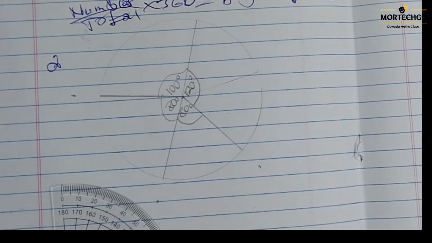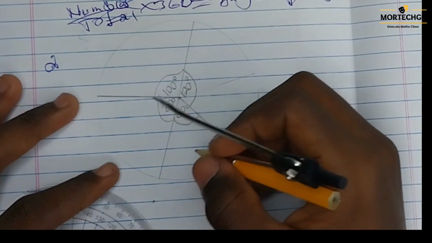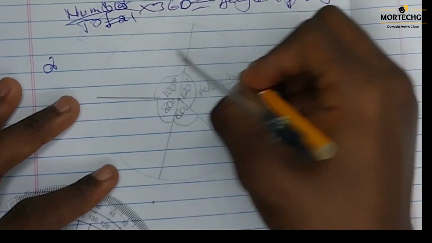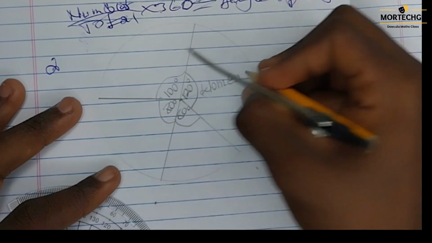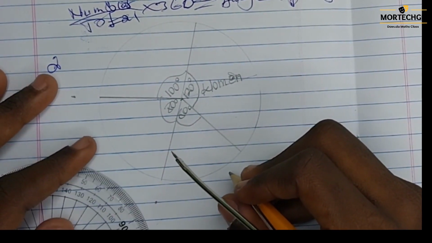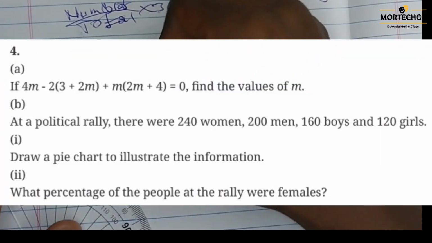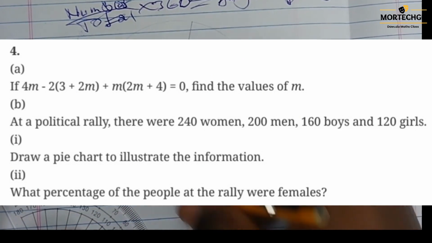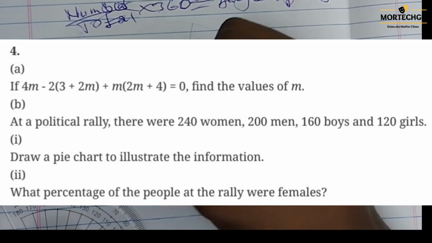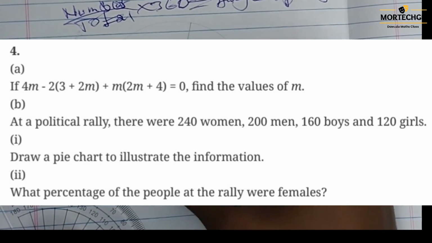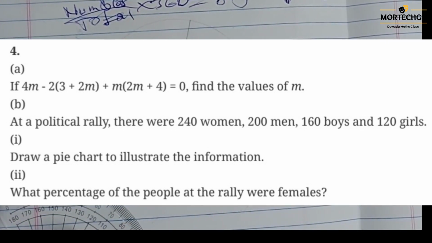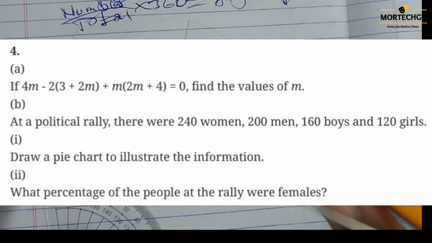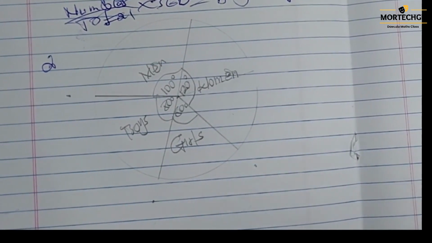But we have their corresponding names. The 120 degrees is for women. This is for women. And then men is 100, so here is for men. And then we have boys to be 80 degrees. Here is boys. And then we have the last one, which is girls. Right. So that is the pie chart for part I.